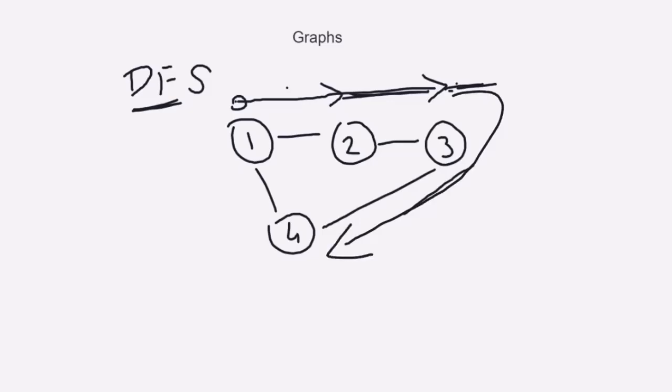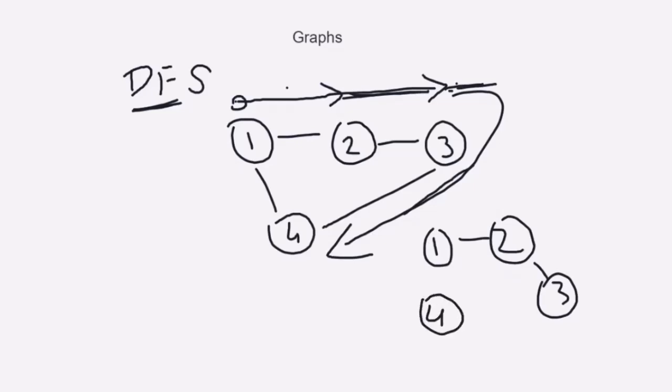Suppose you had a different example. So suppose you had an example of 1, 2, 3, and then 4, just like this, right? Or like 5 as well. So here you would be searching for depth first search.